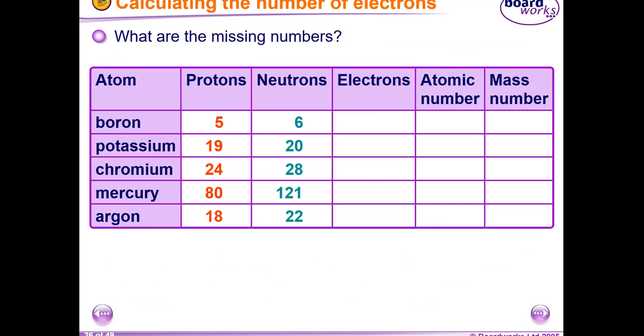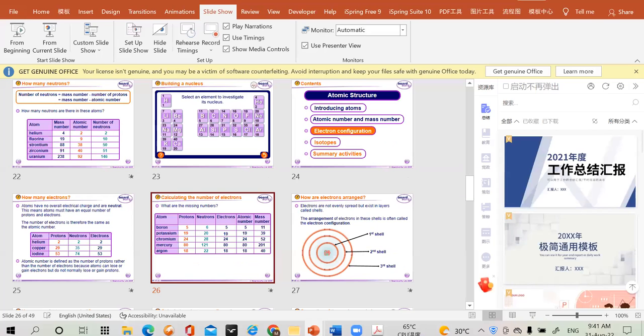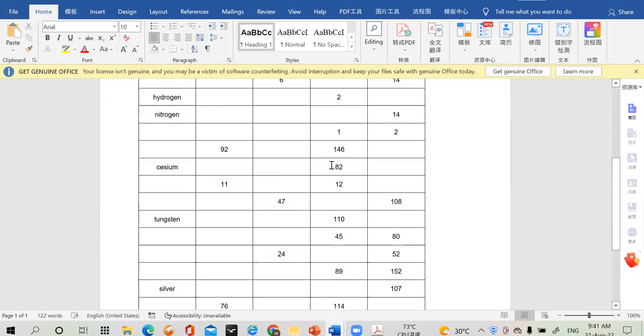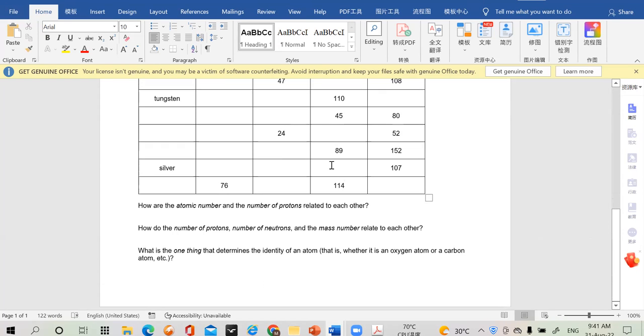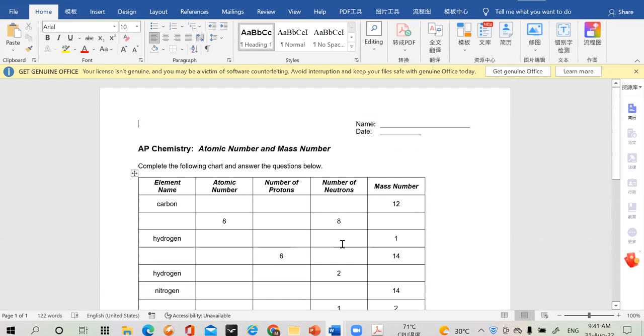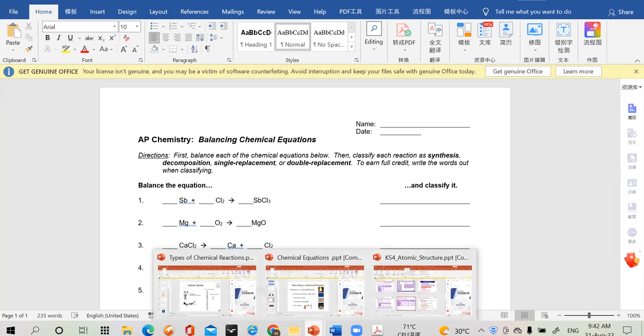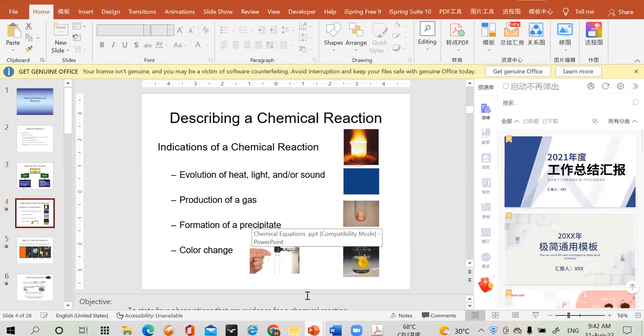Okay, so all this information here should allow you to get that worksheet that I gave you last week done. This one, which is given to you in a handout today. So fill that in, and then we will go into balancing chemical equations and types of chemical reactions, right? So let's go to the next presentation.